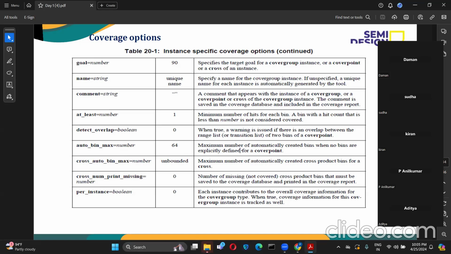And if we set it, can we use this with default also? Let's say we set this auto_bin_max and we are also using the default bin.